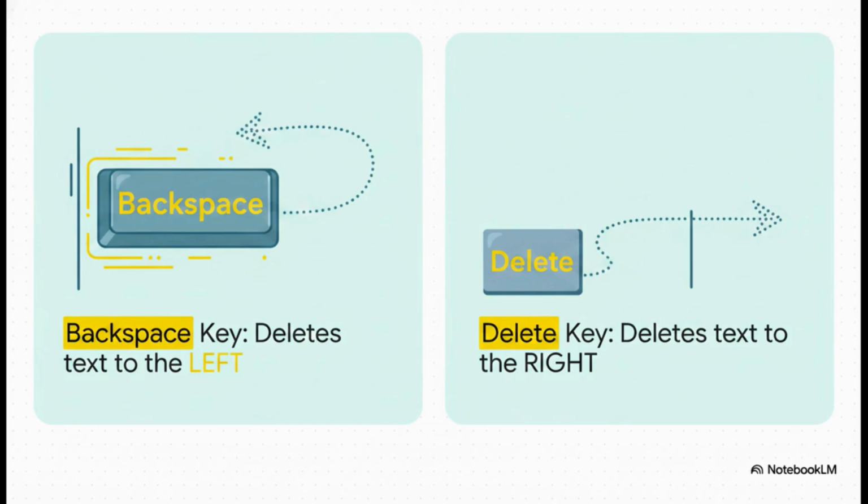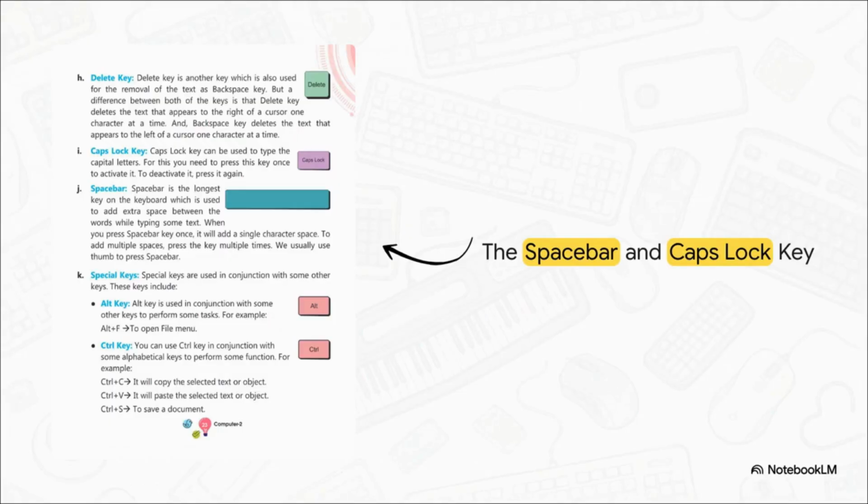Easy, right? Next up, we have two absolute heavyweights of the keyboard layout. Right at the bottom, there's the spacebar. It's honestly impossible to miss since it's the longest key on the entire board, and we use it specifically to create those necessary gaps between our words. And then over on the left edge, we've got caps lock. You press it once to activate it, and suddenly every single letter you type is capitalized. Press it again, and you're right back to lowercase. It's a simple toggle, but incredibly effective.